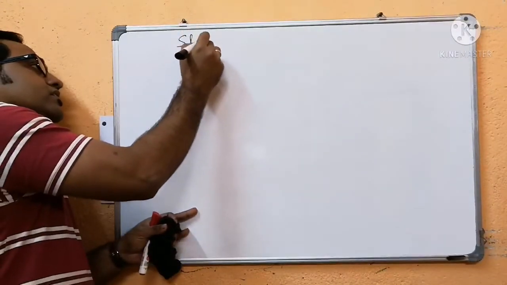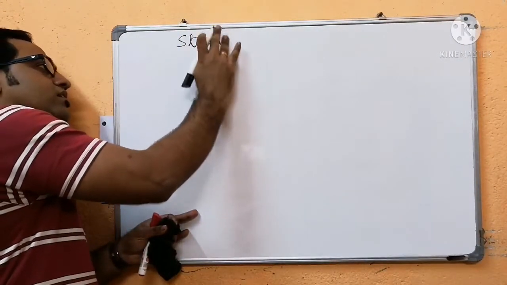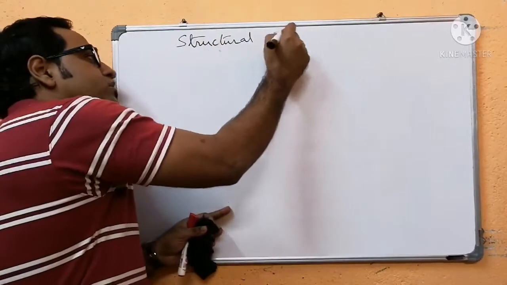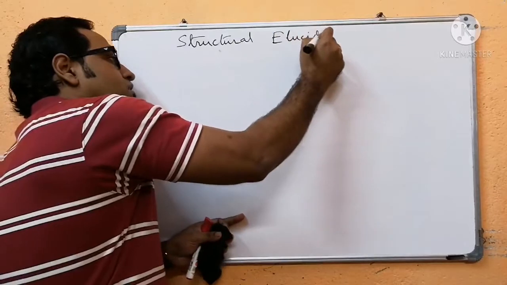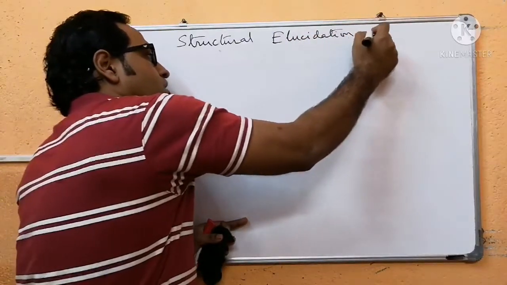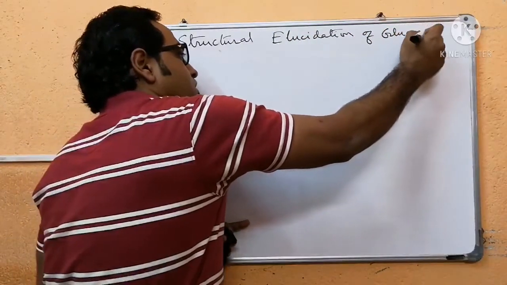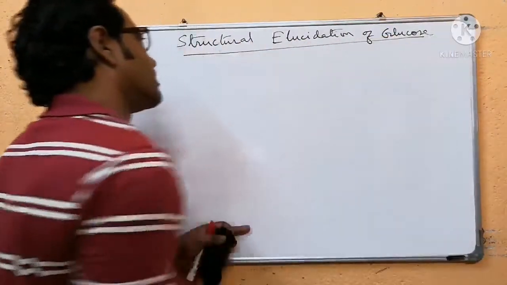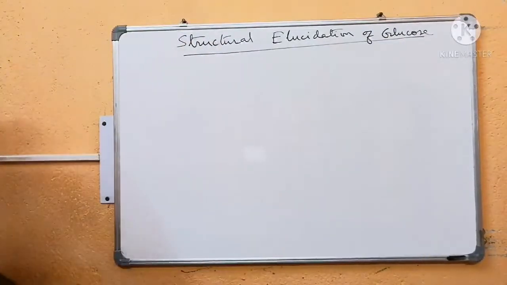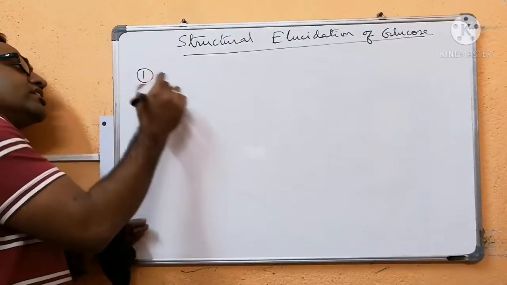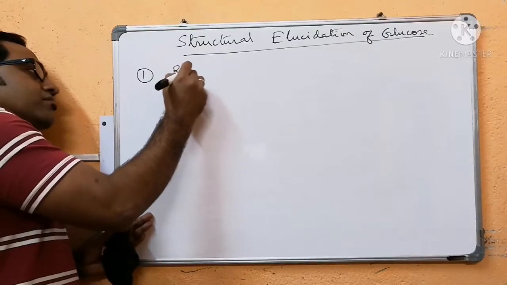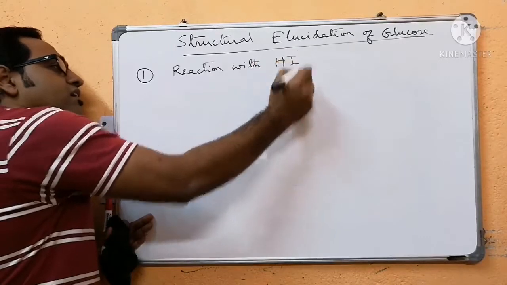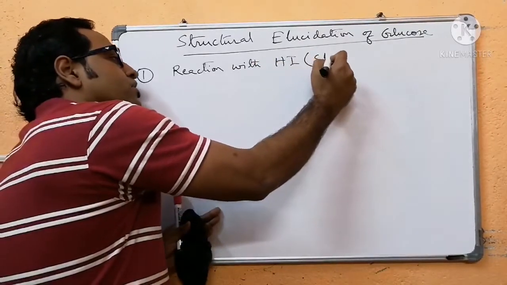Give the heading structural elucidation of glucose, or you can simply write structured determination of glucose. Okay. Now the first reaction is reaction with HI. This HI is a strong reducing agent.